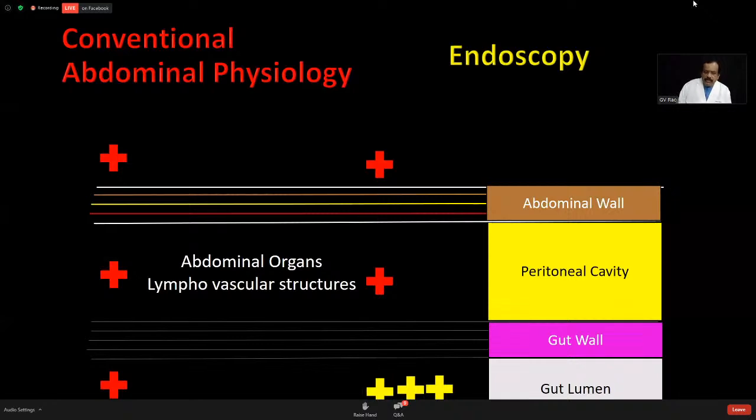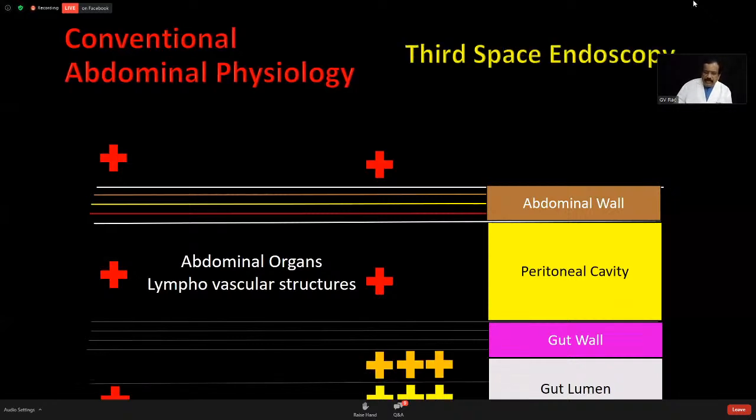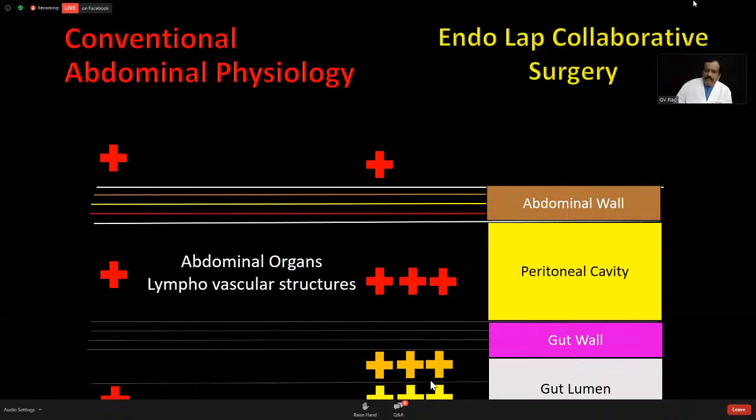Now, when we started doing endoscopy, the luminal pressure is more. And when we started doing third space endoscopy, you can see the pressure in the lumen and also the pressure in the third space is very high. And we started doing endolaparoscopic collaborative surgery. You can see there is increased pressure in the peritoneal cavity, increased pressure in the third space, and increased pressure in the gut lumen. So this is very, very important to understand because a lot of physiological changes occur.